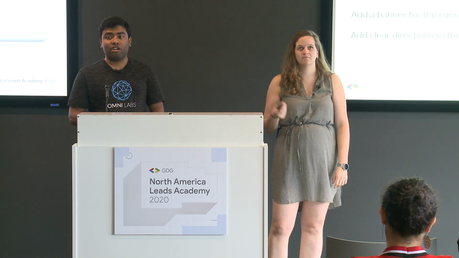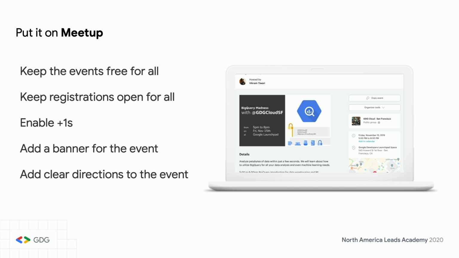Make sure that when you have these events set up, put them on meetup.com and make the events free for all. As small chapters, at the beginning of the chapters, you should keep events all free for everybody, make registrations open. Remember to enable the +1s. Add a banner for the event. It's very important, because when you share that event across other social media, they use that banner image. So remember to add a banner to that.